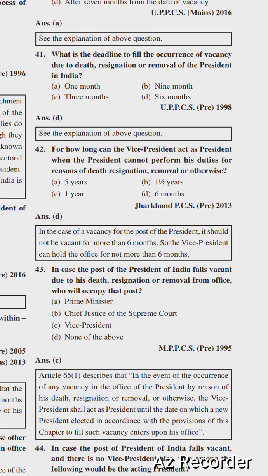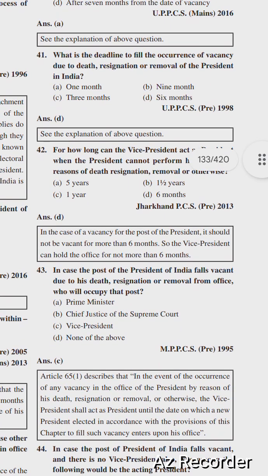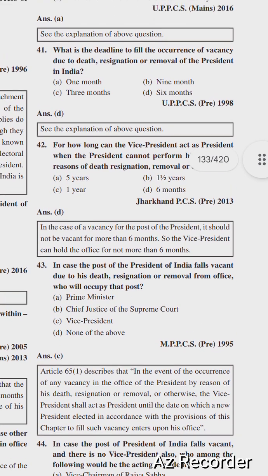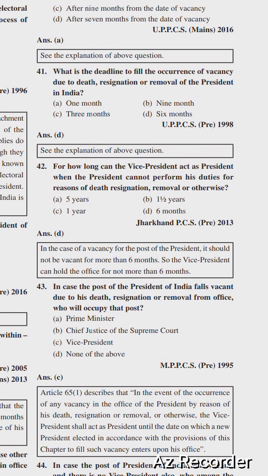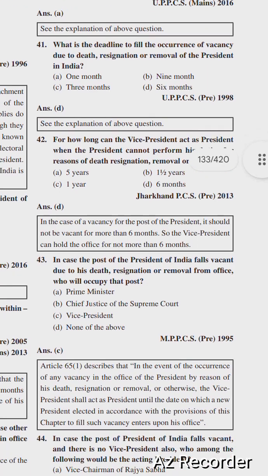So next question is, for how long can the vice president act as president when the president cannot perform his duties for reasons of death, resignation, removal, or otherwise? Options are 5 years, 1 year, 6 months, and 1 year and 6 months. Right option is option number D, 6 months.